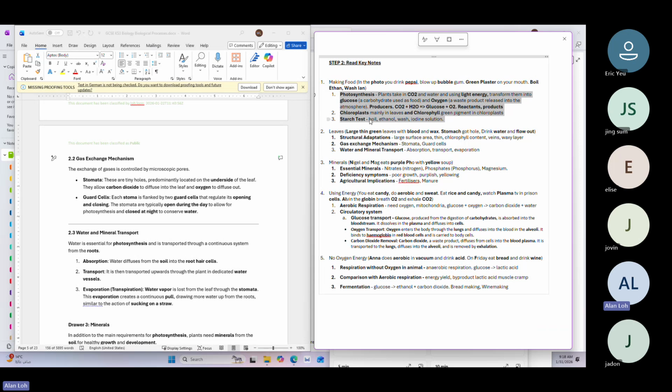And then you can talk about the chloroplasts and chlorophylls and the green color pigment, and also you can do the starch test to test the starch that is produced by the photosynthesis process in the plant, right? And for the leaf, you can also talk about those structural adaptations, gas exchange, and also water and mineral transport by just looking at the funny drawing, and also maybe remembering this story, right?